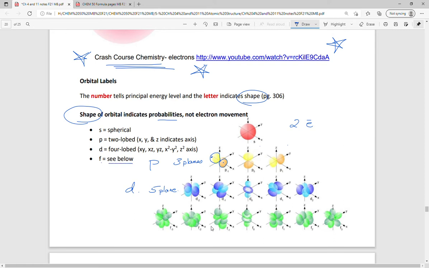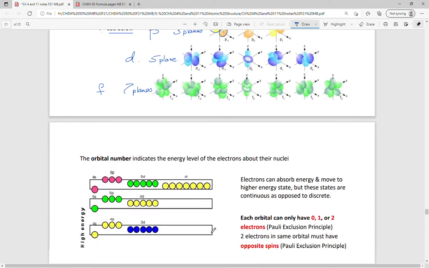F just says see below. There's actually 7 different planes for this one. And it is definitely a six-lobed structure, so multi-lobed, if you will, and those are the F orbitals. So we've got these different shapes, and now we're going to put them back together with those different energy levels.